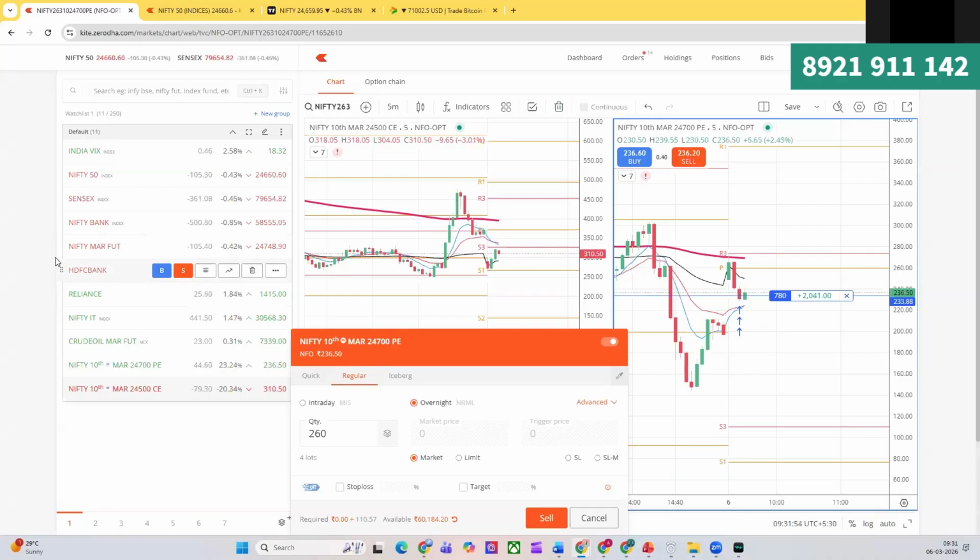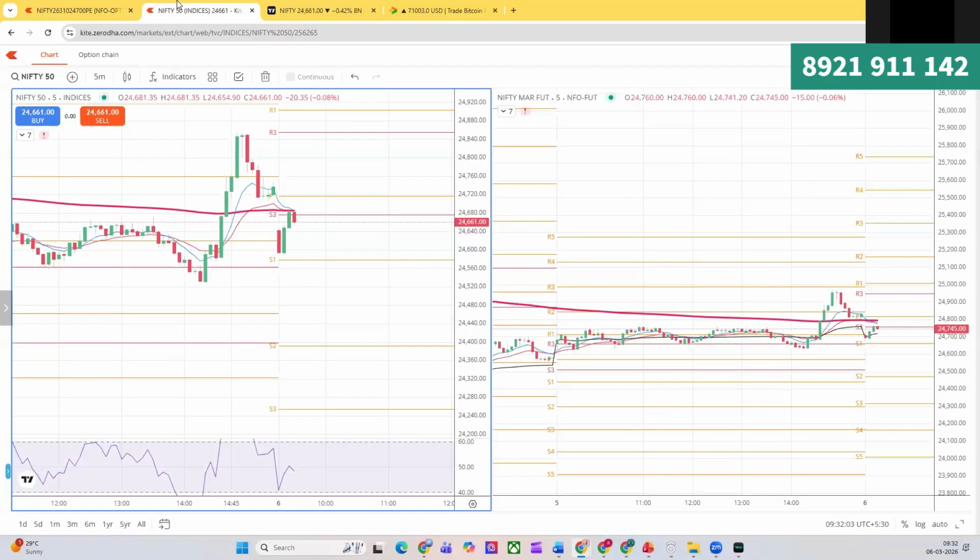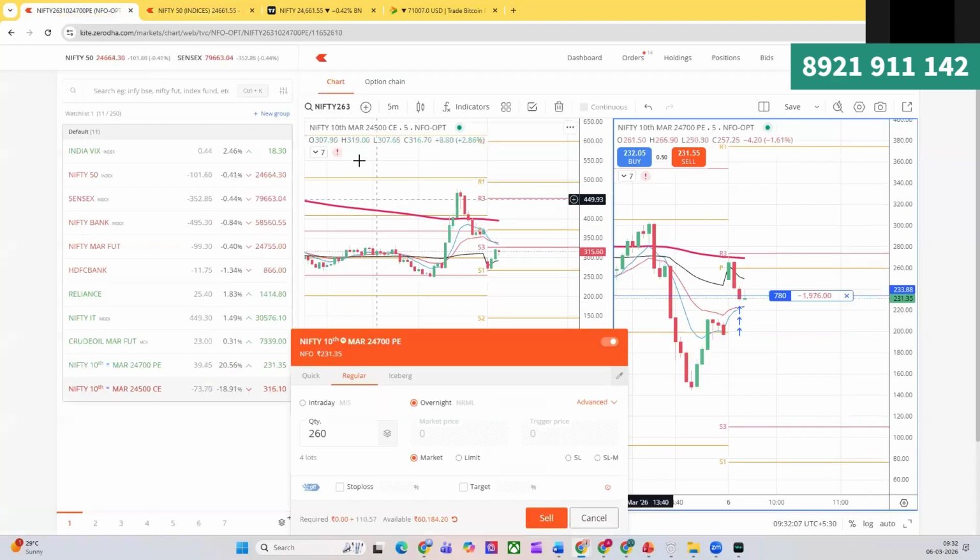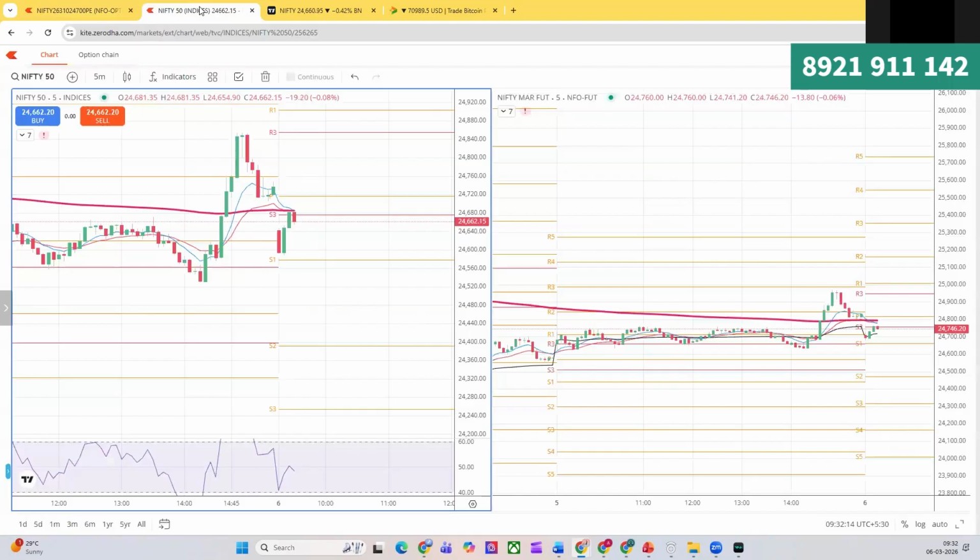Banks are slightly weak. ADR is also slightly weak. Yeah, the only thing that we need to see is whether Reliance will hold Nifty. Yeah, you got the dip of 10 points from that level, but buying is coming.